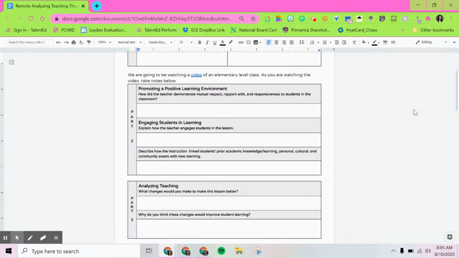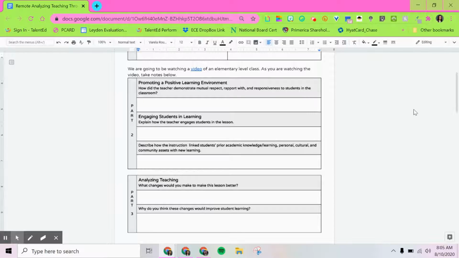Then for part 2, you're going to click the link in the directions of the elementary level class. And as you're watching, I want you to take notes. We're going to be talking about promoting a positive learning environment and engaging students in learning. With those 2 categories, you're going to answer a few questions.